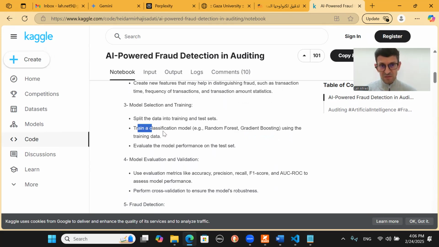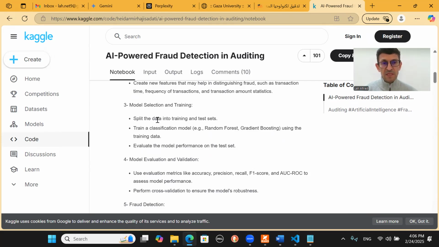Then you can train your model, and after that you can evaluate it. This is something again provided by this notebook. I didn't do anything here. We are referring to it just to take a look at how we can use AI or machine learning to detect fraudulent financial transactions.